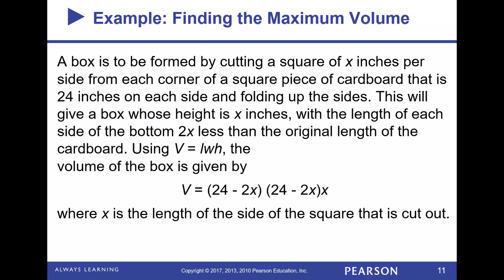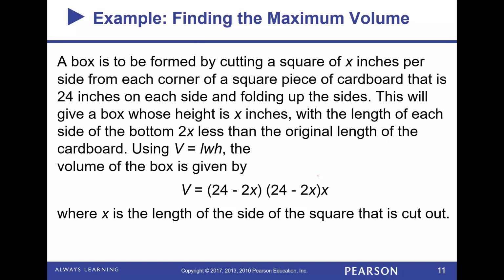Now, the length of each side to the bottom is 2x less than the original length of the cardboard. Now we're going to use volume, which is length times width times height, because that's for a 3D object like a box. Okay, we can say that the volume basically is (24 minus 2x) times (24 minus 2x) times x. Okay, now x again is the amount that we're cutting out.